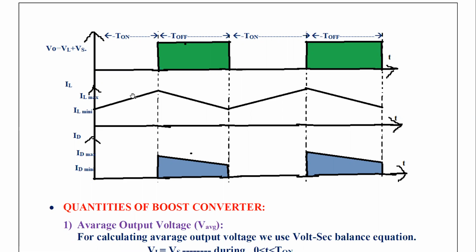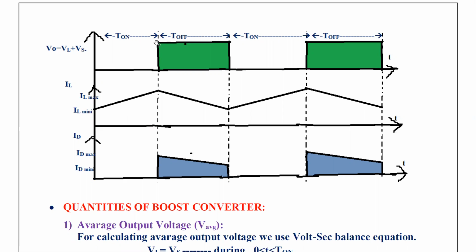These are the waveforms of the boost converter. During turn on time, there is no voltage because the switch SC is closed. The switch SC is short circuited so that the entire load is disconnected from the supply side. Therefore, there is no output voltage across the load during turn on time.